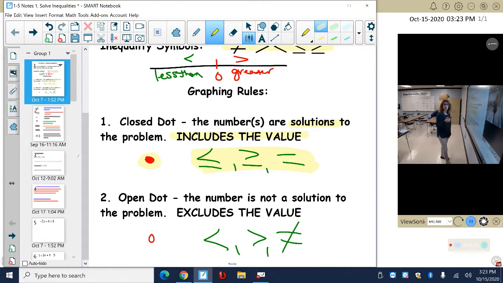Okay? Now, an open dot means the number is not a solution. So basically what you're doing there is excluding the values and saying, okay, it is strictly greater than or strictly less than or strictly not equal to. Okay? So those are the things that we need to talk about.